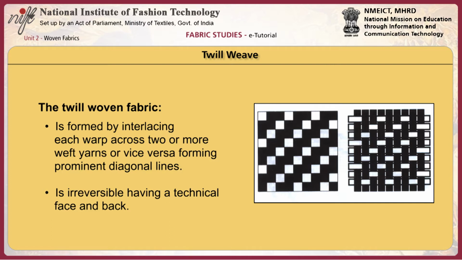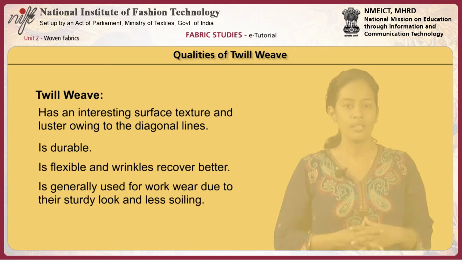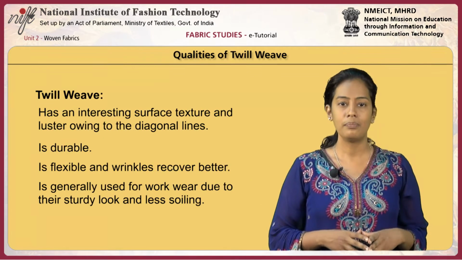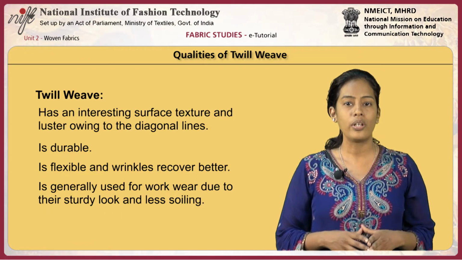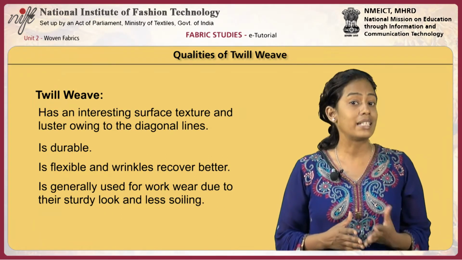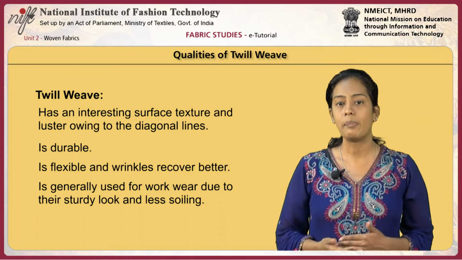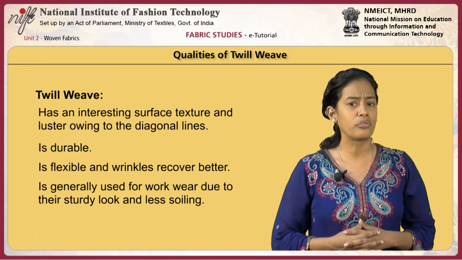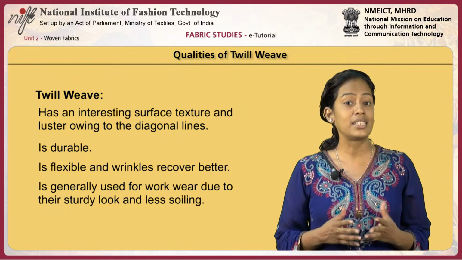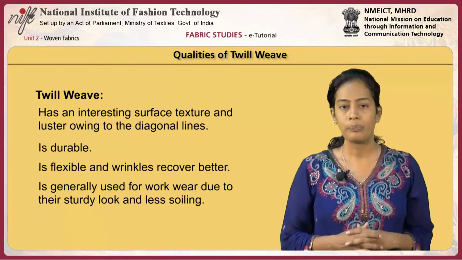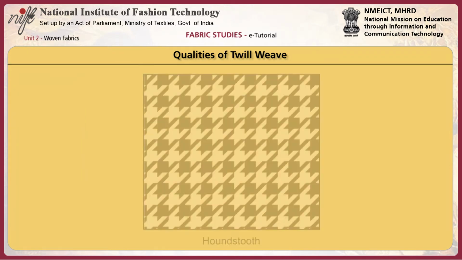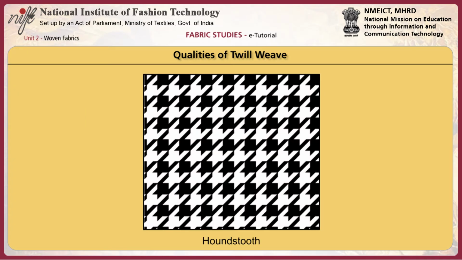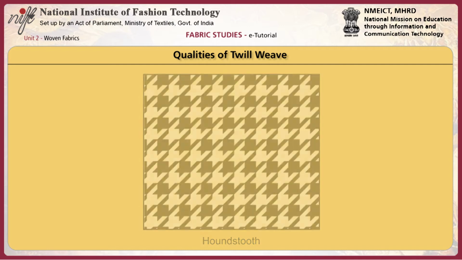Some of the typical twill woven fabrics are denim and houndstooth. Twill weave is durable and has an interesting surface texture and lustre owing to the diagonal lines. They are flexible and wrinkles recover better. Generally used for workwear due to the sturdy look and less soiling. This is denim, an example of twill woven fabric. This is houndstooth, another example of twill woven fabric.